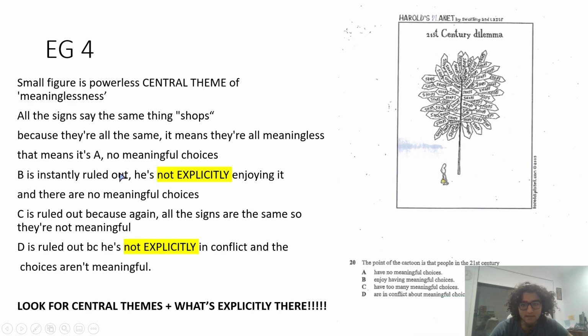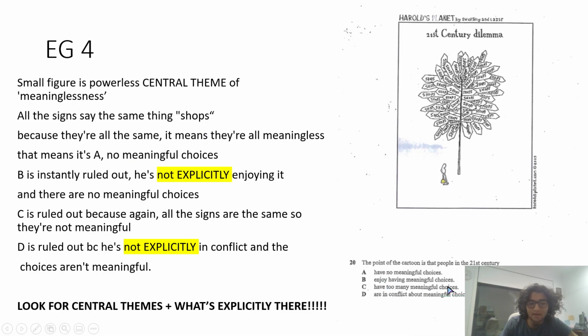B is instantly ruled out. Does he enjoy having meaningful choices? It doesn't say anywhere that he's enjoying it. He doesn't have a big grin on his face or something, right? He's not explicitly enjoying it. And as before we said, all the signs say the same thing, shops. They're all meaningless, right? Okay.